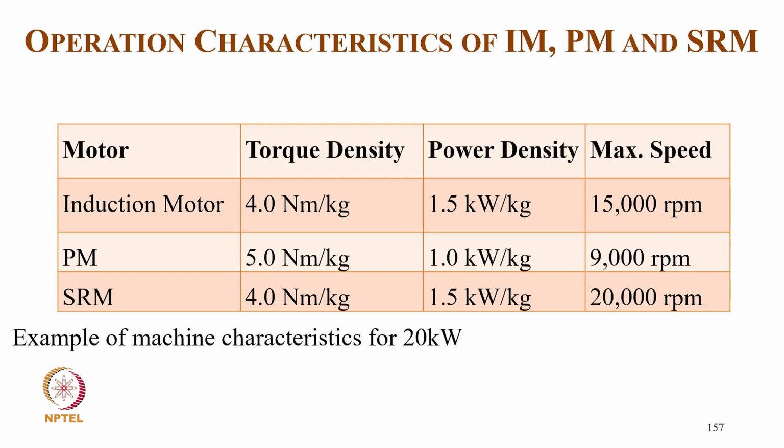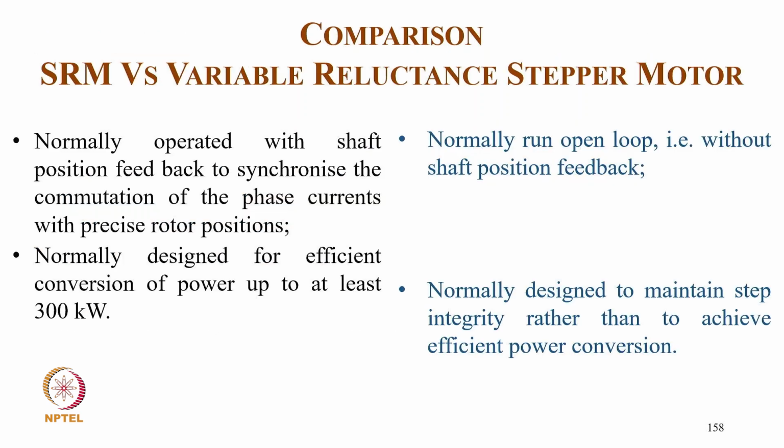And this is typically, you can call it, like how it operates with the motor torque density, power density, and maximum speed. So you will find the SRM has a good torque density, almost equivalent to the induction motor, but it has a high power density of 1.5 kilowatt per kg, and the maximum speed is also 20,000 rpm compared to even the induction motor at 15,000. For example, a capacity of 20 kilowatt motor.